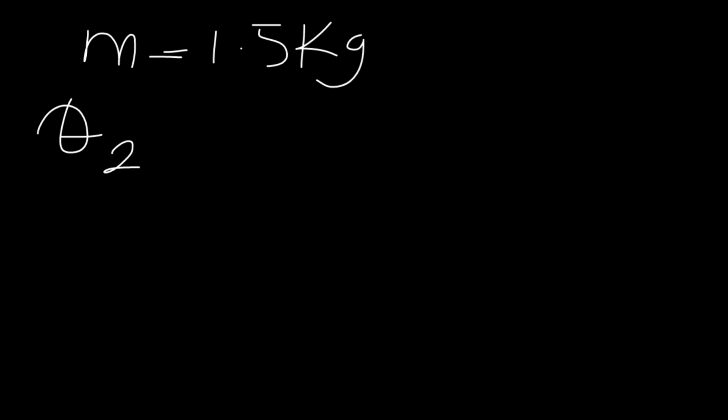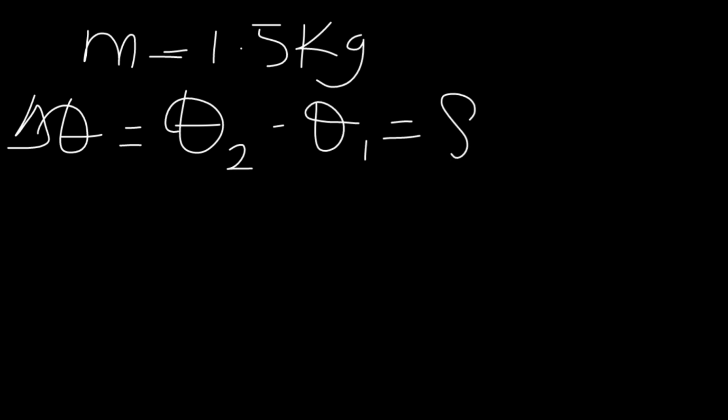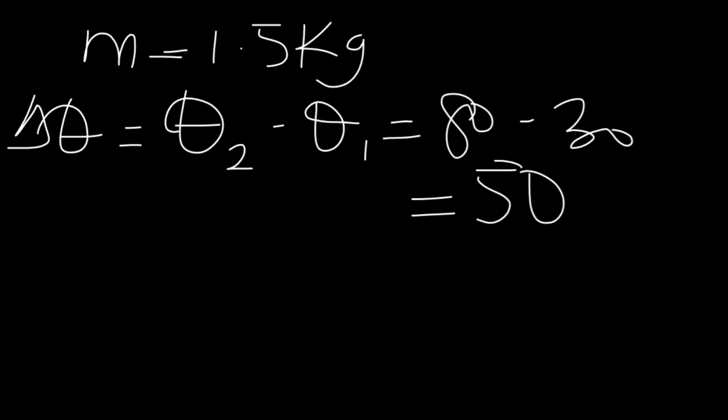Now, the second question says that water of mass m equals 1.5 kilogram is heated from 30 degrees Celsius to 80 degrees Celsius. So let me just get my temperature change. That will be theta 2 minus theta 1, so 80 minus 30. That will be 50 degrees Celsius. So our increase in temperature is 50 degrees Celsius, and that's what I'm going to be using.